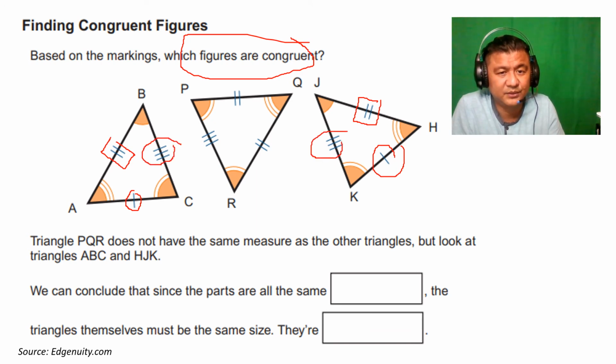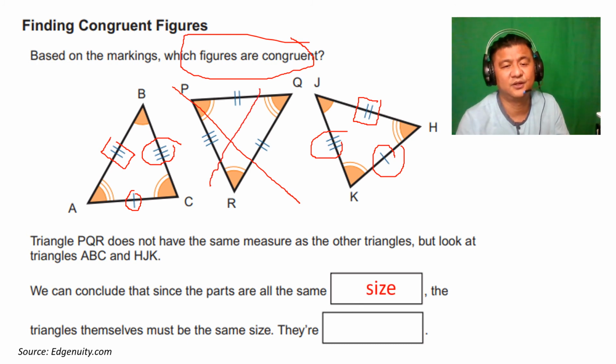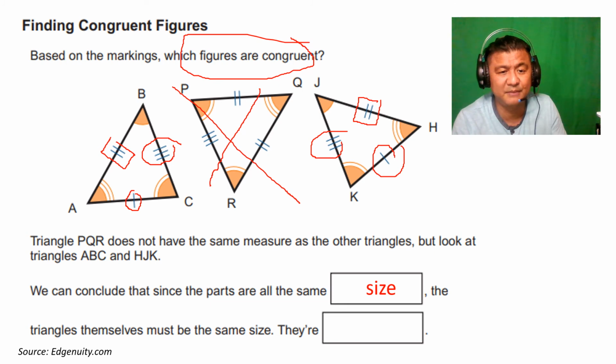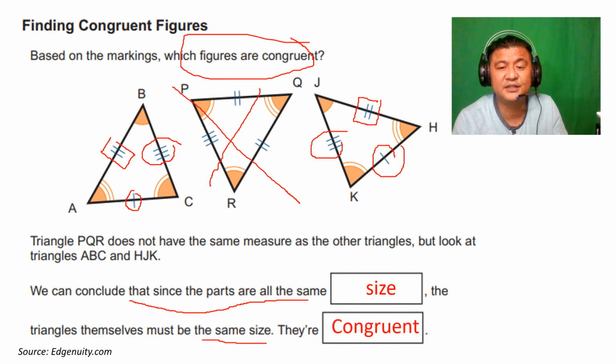So therefore, we can conclude that this one is not congruent because the sizes don't match. We conclude that since the parts are all the same size, the triangles themselves must be the same. They're congruent. This one, these two. Triangle ABC and HBC. J, K, but not the middle one.